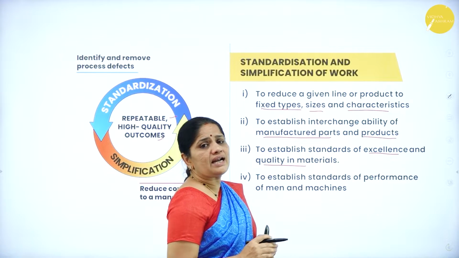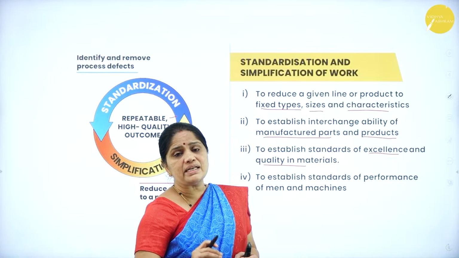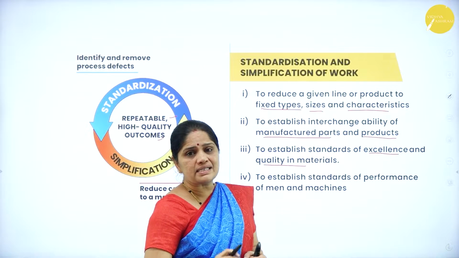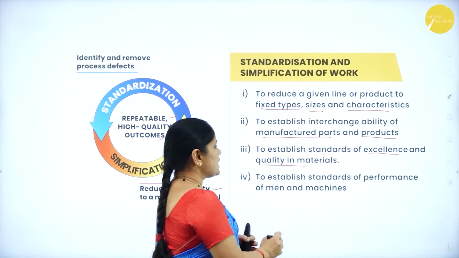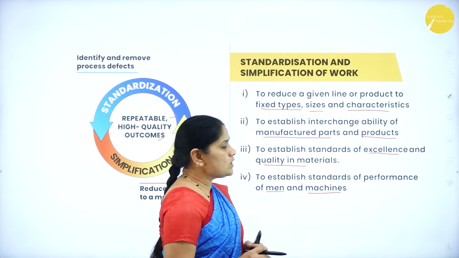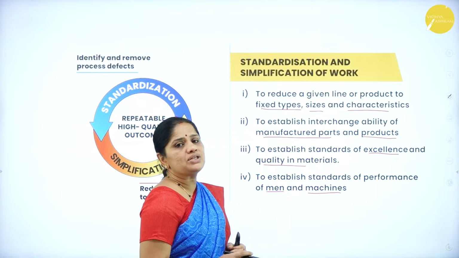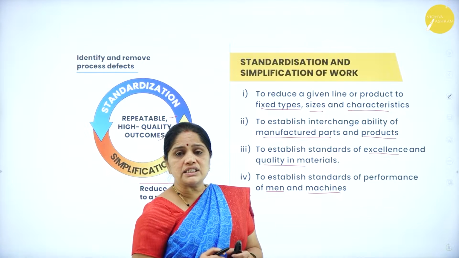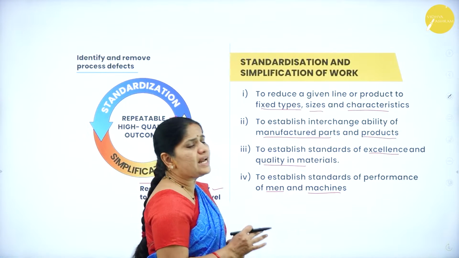So you see that you fix the standard and then you see that all the materials which are produced in the organization reach that standard. And lastly, to establish standards of performance for men and machines. So whatever the performance you have fixed for the men and the machines, you have to achieve those standards. So this is the main aim of having standardization.